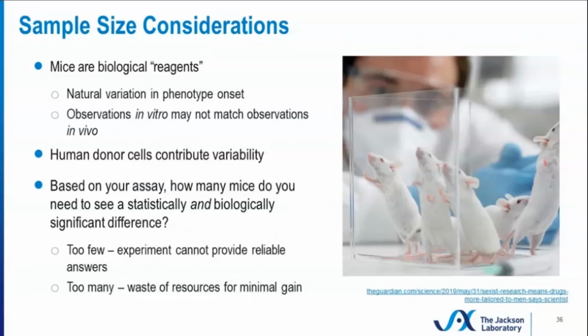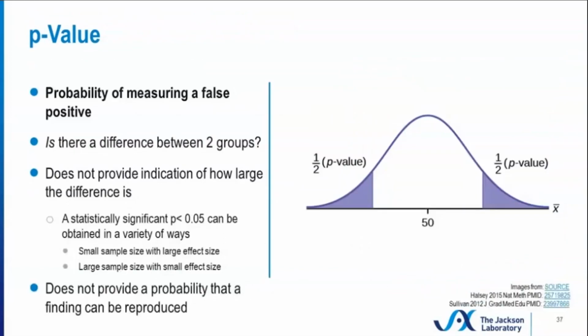And based on your assay, you are actually trying to see whether you are having too few samples or too many samples. If you have too few, the experiment cannot provide feasible answers, of course. But if you have too many, you're actually wasting resources for minimum to no gain. And here comes the power of statistics, how you can use it to your advantage.